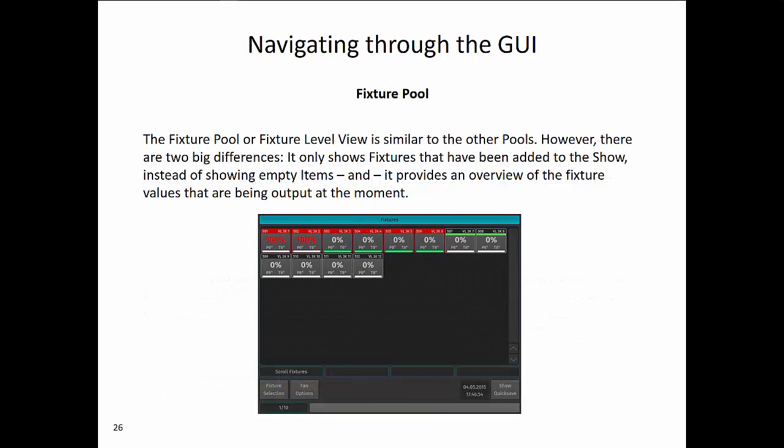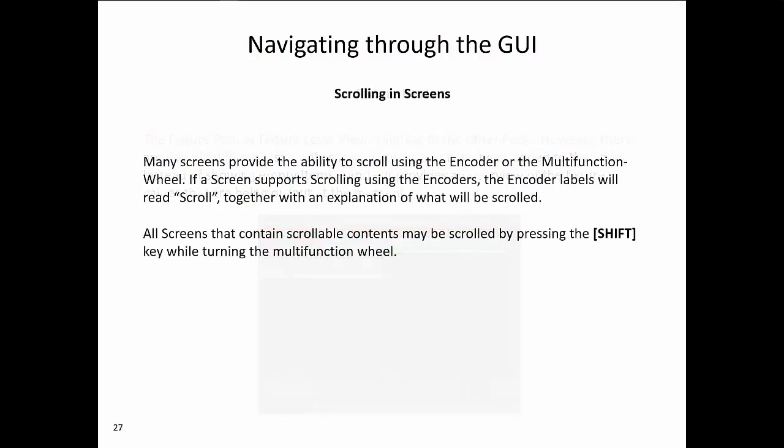The fixture pool, or fixture level view, is similar to other pools. However, there are 2 big differences. It only shows fixtures that have been added to the show instead of showing empty items, and it provides an overview of the fixture values that are being outputted at any given moment.